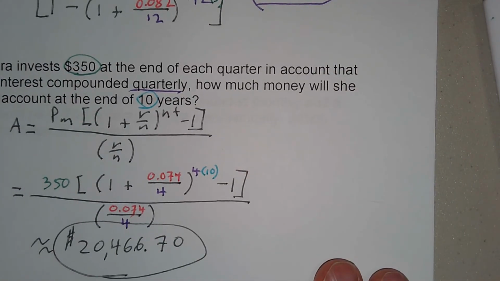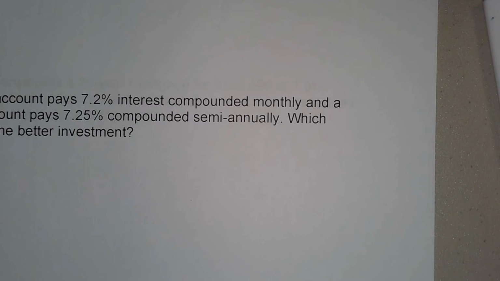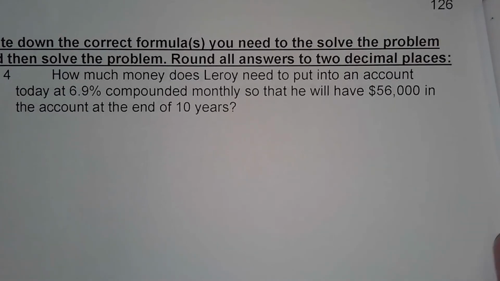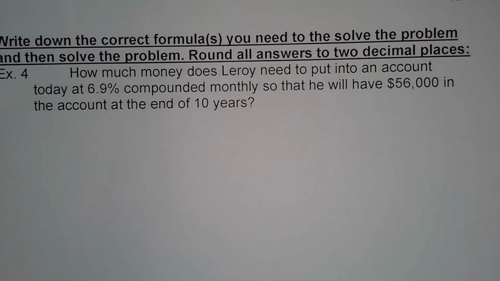Alright, so let's turn the page. Let's look at number 4. How much money does Leroy need to put into an account today at 6.9% compound monthly so he'll have $56,000 in the account at the end of 10 years?